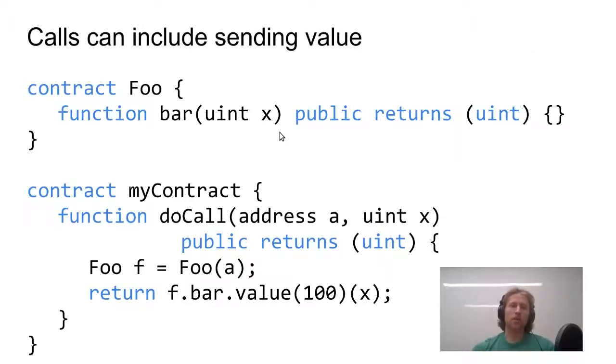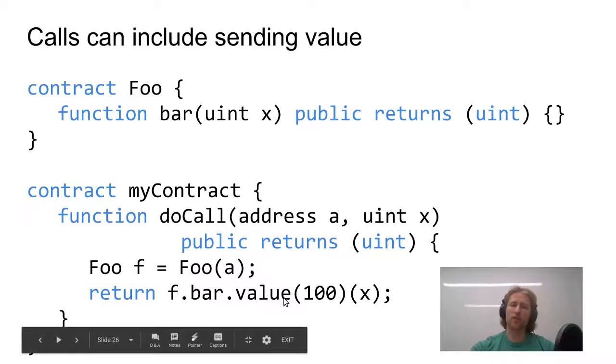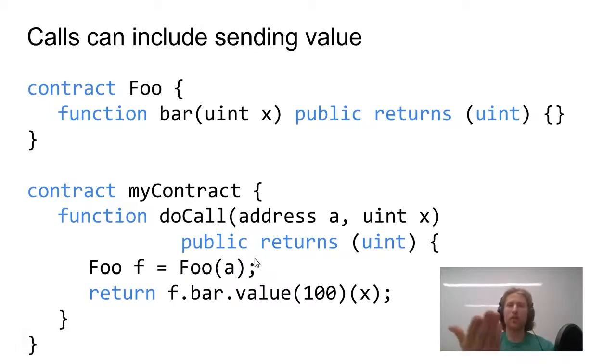One other thing that you can do when you're calling, if you want to, you can send some value along with your call. So you add this little .value modifier here, and that says not only do I want to call the .bar function in this contract foo, but I want to send it 100 wei in this case.